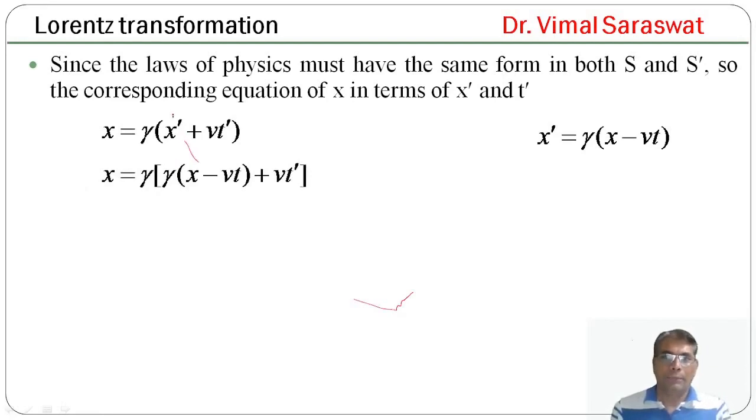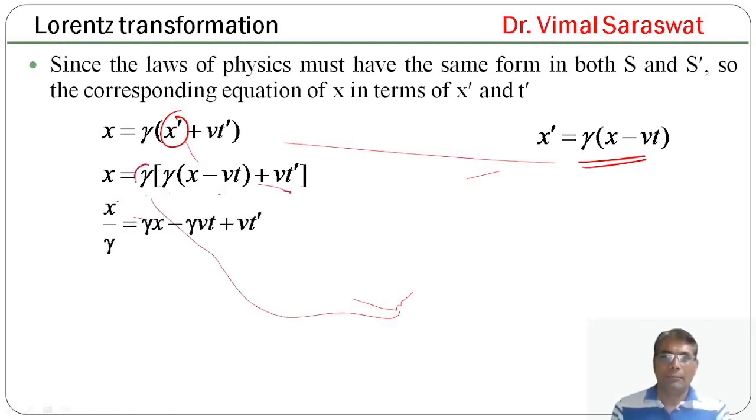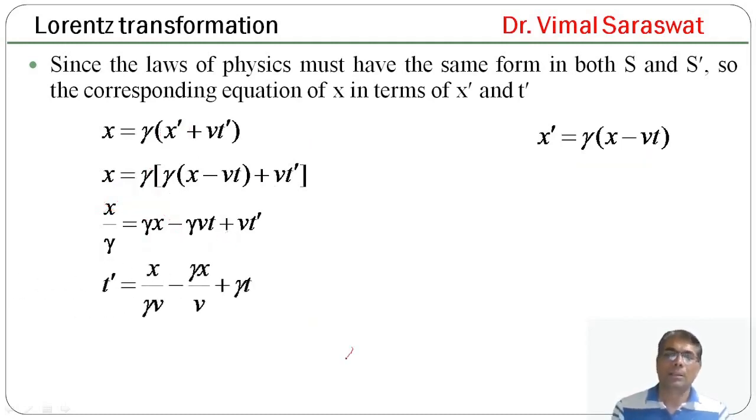Now, we replace this x dash with gamma into x minus vt. So x equal to gamma into x minus vt plus vt dash. Now, we transfer this gamma from here to here. So x upon gamma equal to gamma x minus gamma vt plus vt dash. Since we want to find the value of t dash, so vt dash is equal to x upon gamma minus gamma x plus gamma vt.